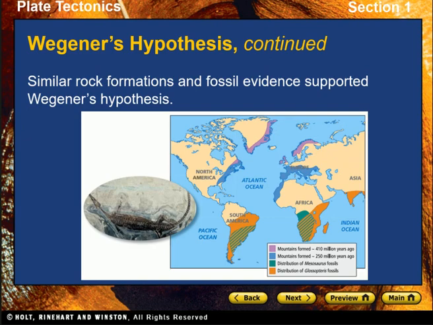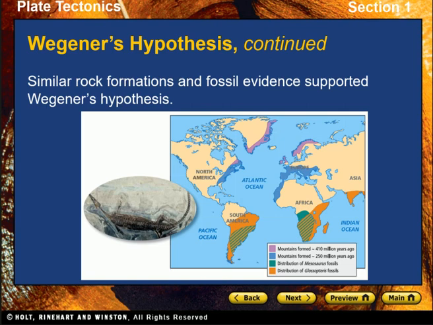Wegener knew that identical fossils of Mesosaurus, a small extinct land reptile, had been found in both South America and Western Africa. Mesosaurus, a fossil of which is shown on the screen here, lived 270 million years ago during the Paleozoic era. Wegener knew that it was unlikely that these reptiles had swum across the Atlantic Ocean. He also saw no evidence that land bridges had once connected the continents. So he concluded that South America and Africa had been joined at one time in the past.